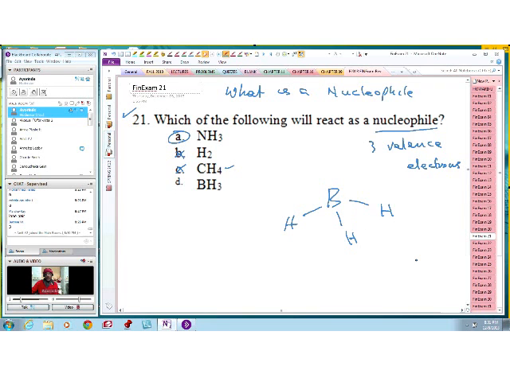However, from the point of view of the octet rule, this molecule is very unstable, because boron does not have an octet of electrons surrounding it. What that means is boron will have a vacant p orbital, and as a result, boron will be very willing to react as a Lewis acid.